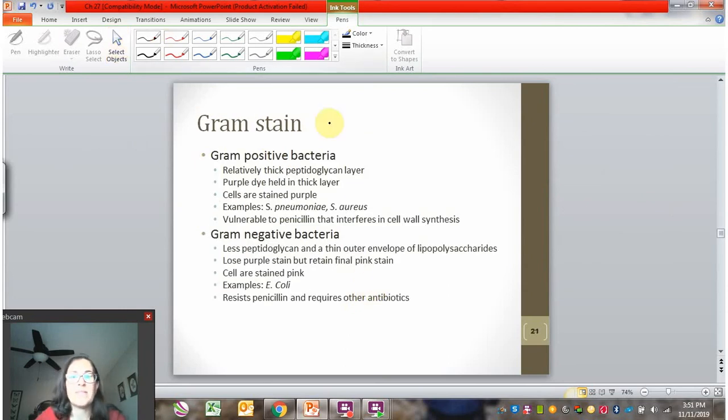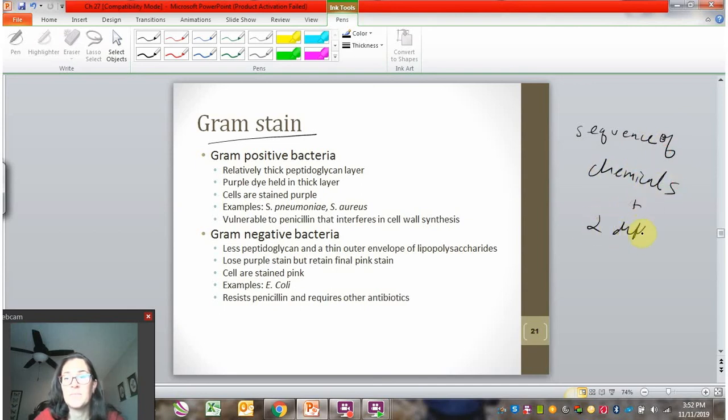So the names gram-positive and gram-negative come from something called the Gram stain. Like a lot of stuff historic in science, it's named for the scientist who invented it, who was named Gram. And it's basically just a sequence of chemicals and two different dyes. One is a purple dye, and one is called red. The name of the dye is red, but it actually leaves a pinkish color when you look at it under the microscope.